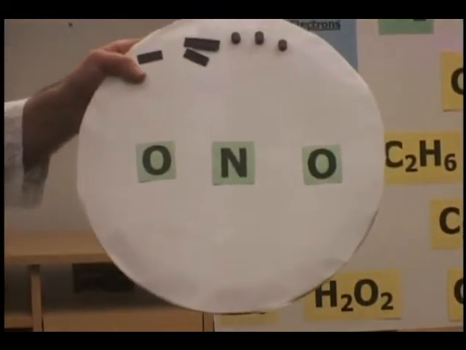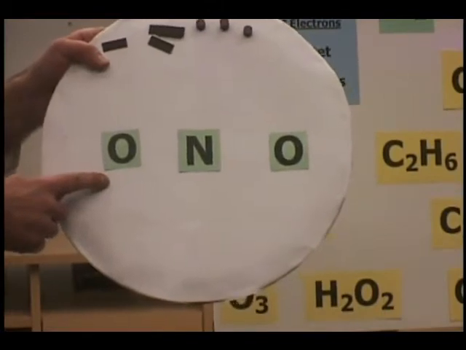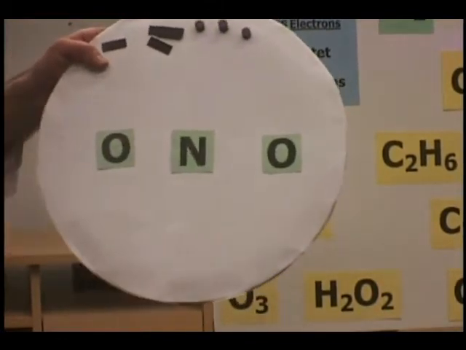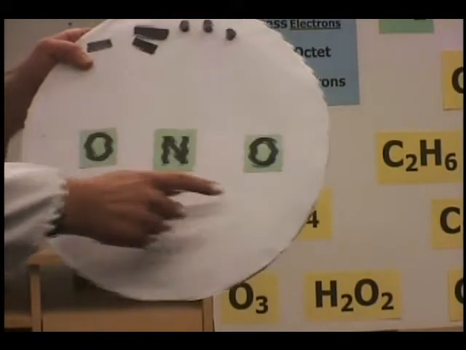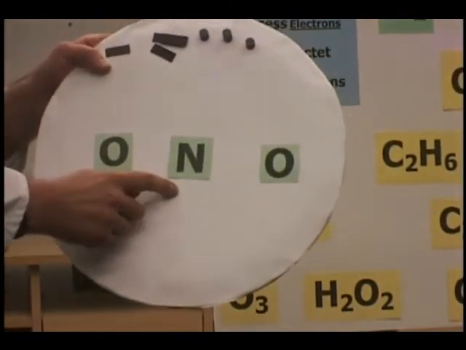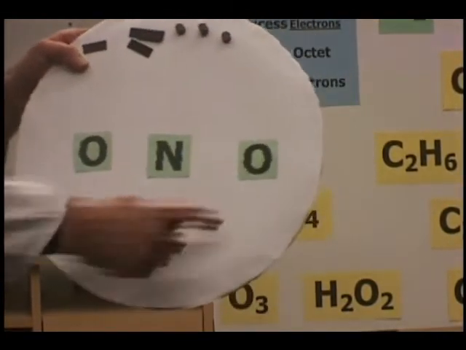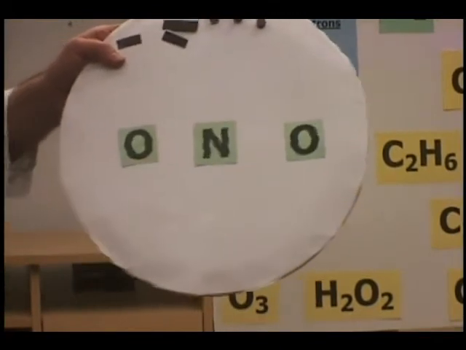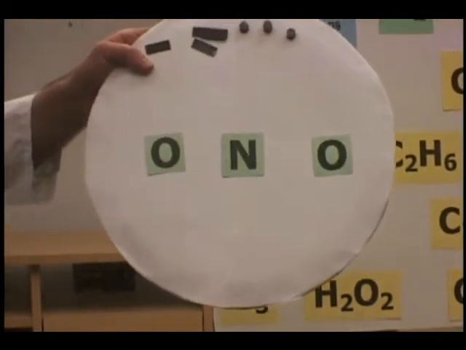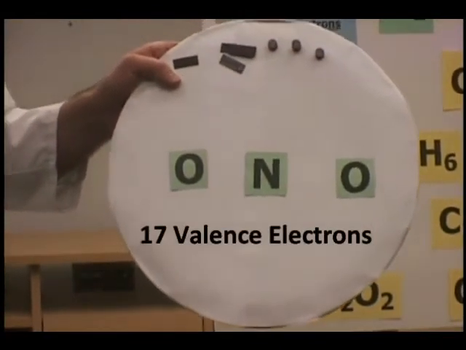What about the valence shell? 6 in the oxygen shell, 6 in the oxygen shell. 6 plus 6, 12. 5 in the nitrogen shell. 6, 6, 5. If my math is correct, that would be about 17, okay?